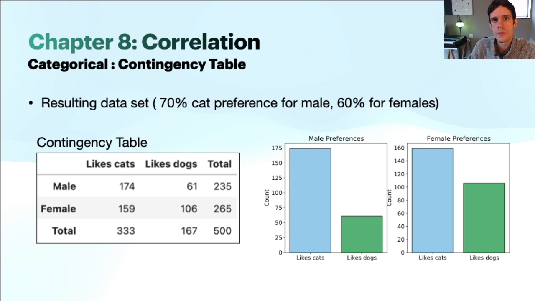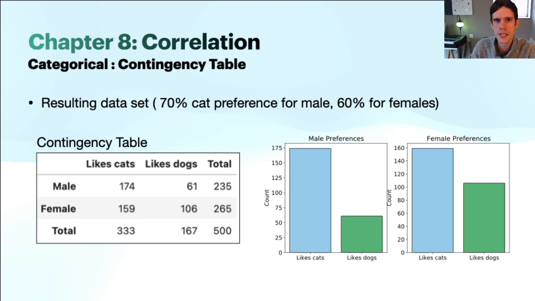Now, this difference in preference can be seen in this table that we have, which is called the contingency table, containing all of our data from our dataset in one place. We see that if we take the ratio of likes cats for males over the total, then we get roughly 75%, which is in line with this 70% preference that we set up front. However, if we take the same ratio of likes cats over the total for females, then we get roughly 60%. So this ratio difference between male and female is what the correlation is all about.